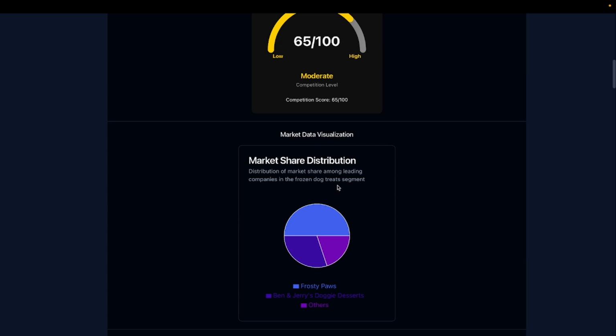Distribution of market share, so you can actually go ahead and see Frosty Paws on 50% of the market, Ben & Jerry's Doggy Desserts 30, and then other players 20, right? So you can just see what's sort of going on in the market.